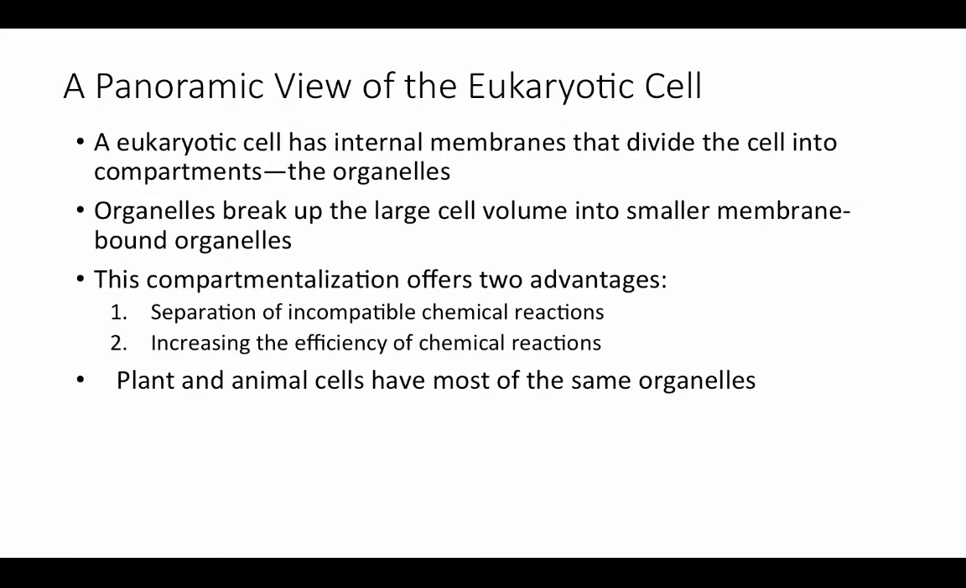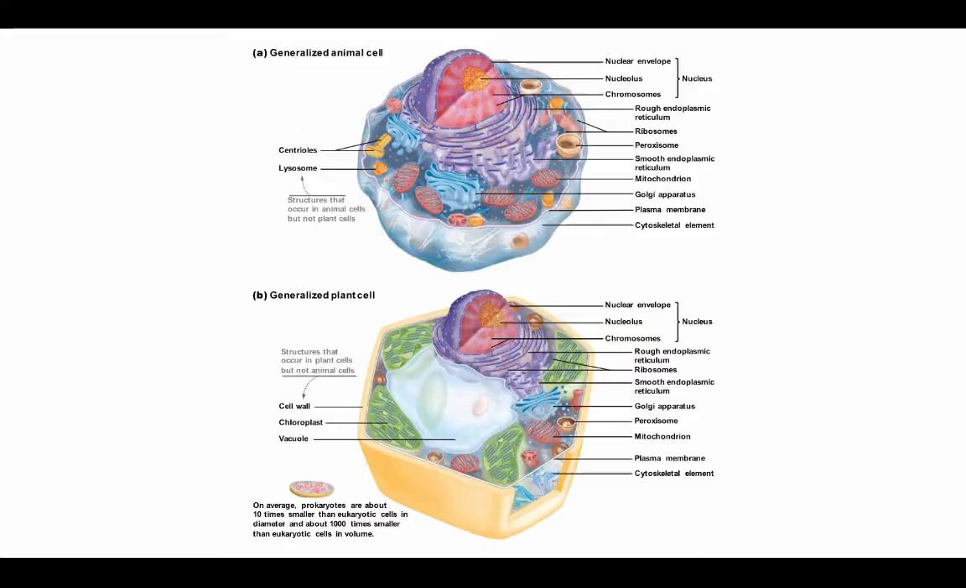Plant and animal cells have mostly the same organelles. There are some that are particular to one or the other, but there's some uniformity between plant and animal cells.